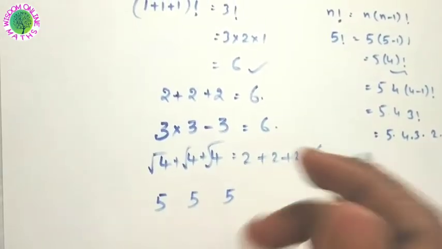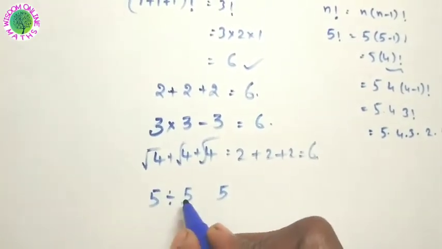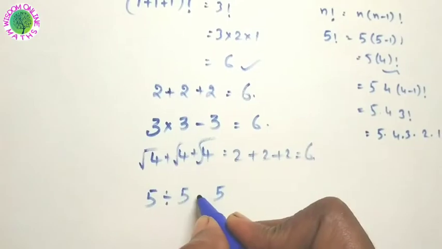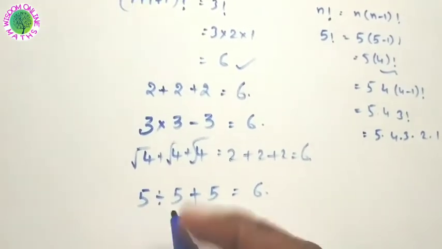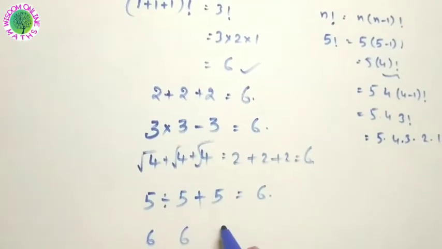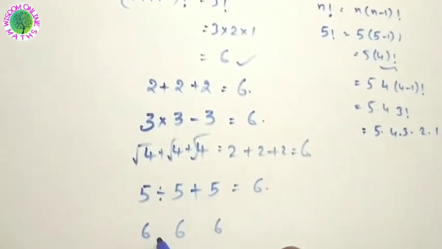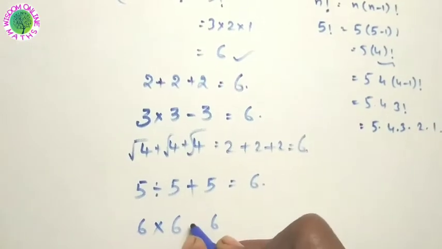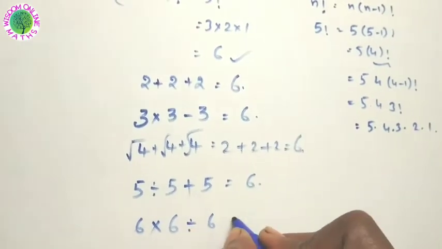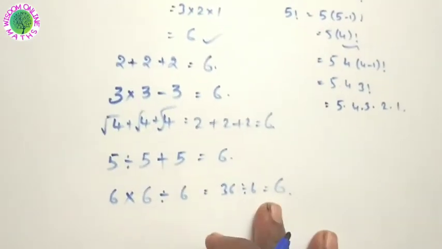Okay. Next 5, use 3 fives and try to get 6. Here I am applying division. 5 divided by 5 is 1. To that, if I add 5, I will get 6. Okay. Next 6 is there. Use 3 sixes and try to get 6. Here I am doing 6 into 6, 36. That 36 divided by 6 again gives 6. So 6 is coming on the RHS.